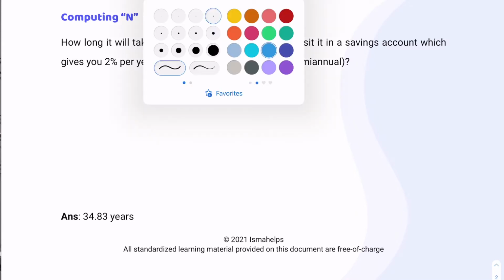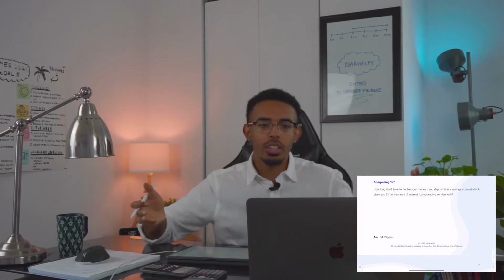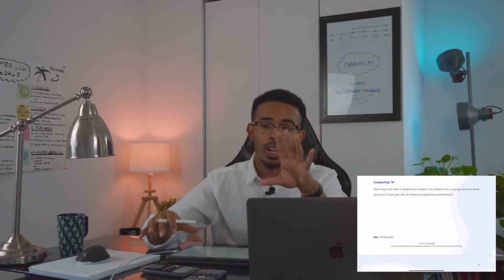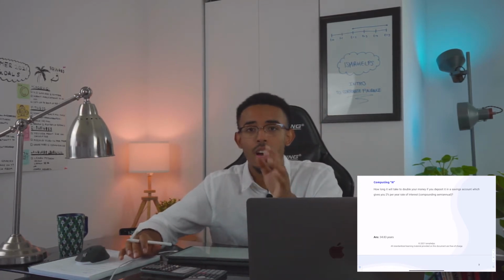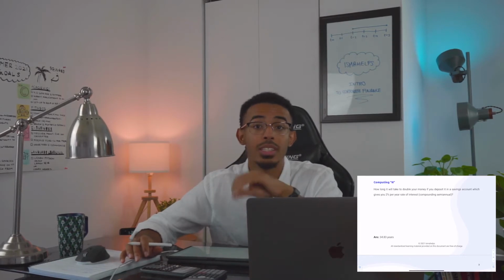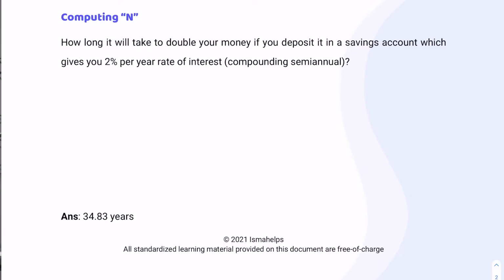So listen, I'm not going to waste my time and underline stuff when we could just identify the key points really quickly. This is meant to give you a sound understanding of how to use your calculator and make sense of basic TVM concepts. In the question, they're telling us you have 2% per year of interest, so our IY is equal to 2. They're also telling you that you are looking at compounding semi-annual.